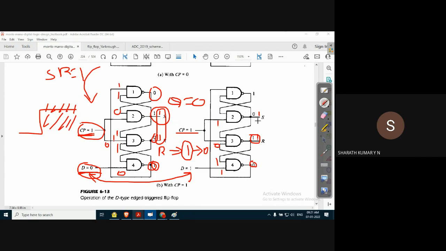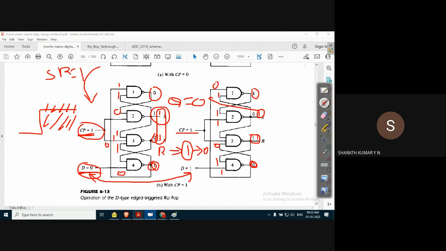Here it is. Okay, let's observe this. Initially, let us say S is 1, for example, to start with. So this is 1, this is 1. What is the condition of the output of NAND gate 4? It is 0. Okay, 0 and 1 will force the output of the first NAND gate to go to 1.